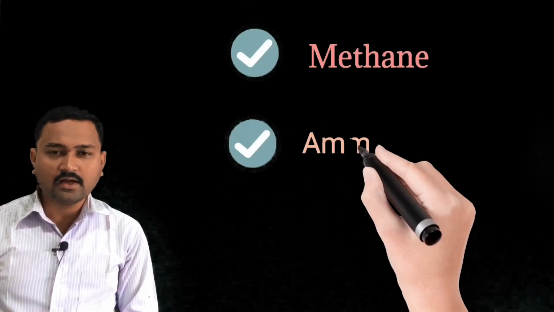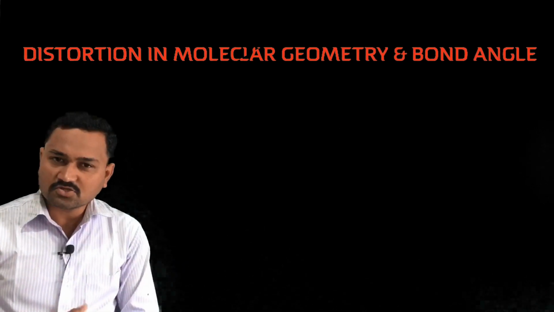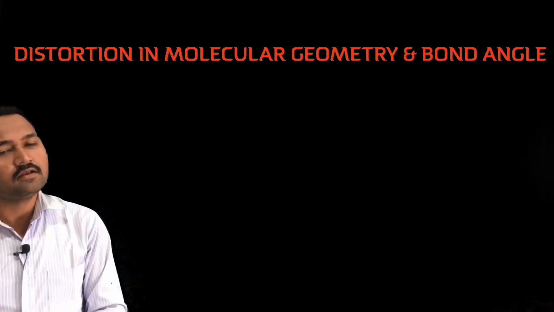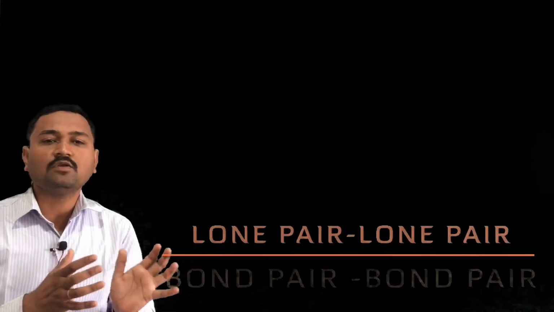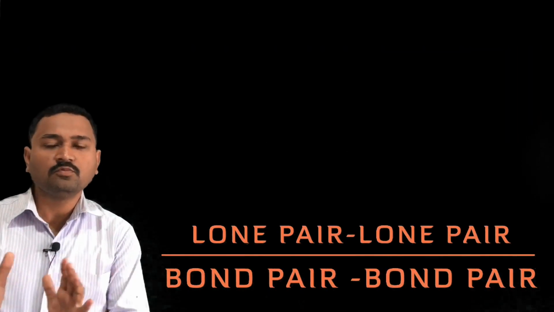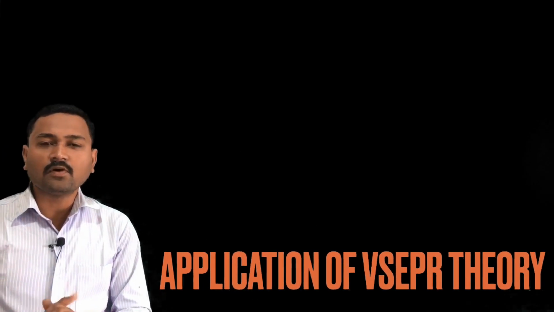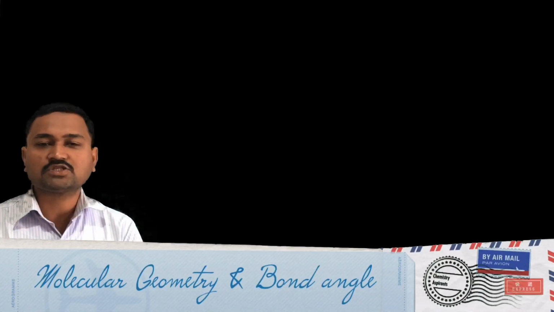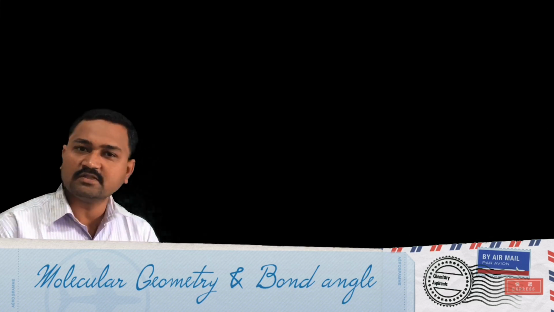that is the methane molecule, then ammonia, and then water. Here you will observe that there is a distortion in the geometry and the bond angle of the ammonia molecule and the water molecule due to the lone pair repulsion or the lone pair-bond pair repulsion. So this is the important application of the VSEPR theory, by which we are able to predict the actual geometry of a molecule and the bond angle present in the molecule.